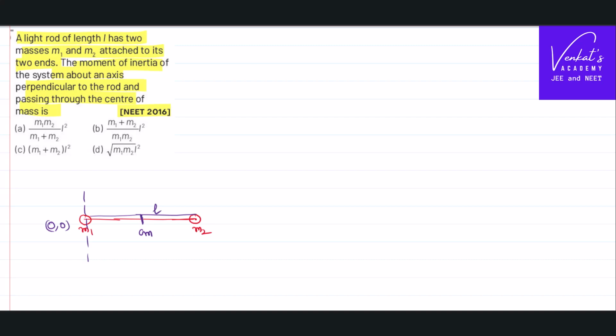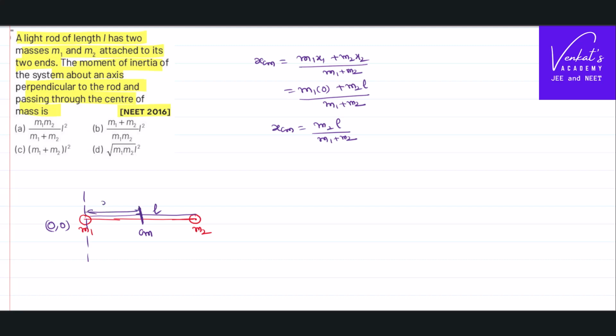So I can write a formula for XCM: we have the formula (M1x1 plus M2x2) by (M1 plus M2). Being the first one is taken as reference, x1 becomes 0. The second one is at the end of the rod, at L. So the location of XCM is M2L by (M1 plus M2). This is what I have calculated, measured from here.